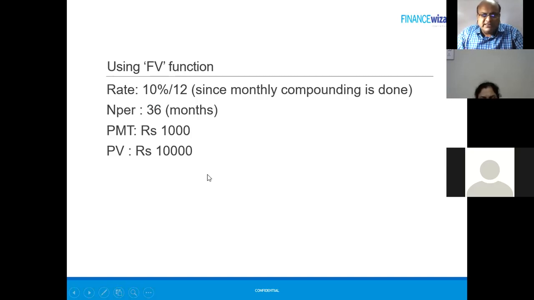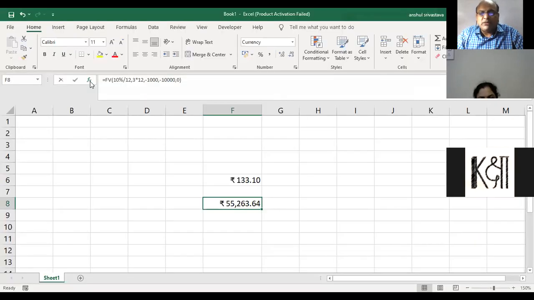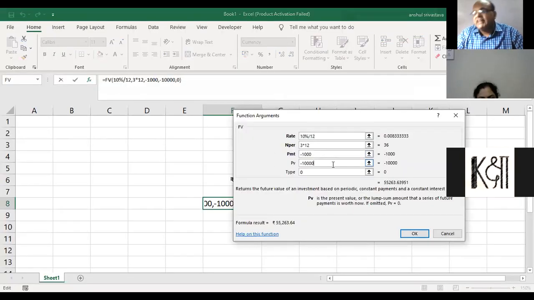Now, we have just done this calculation. Rate is 10% by 12. Number of periods is 36, PMT is 1000, PV is 10,000, and you must have noticed, in these formulas, PMT and PV, both I have taken as negative. I have taken them as negative because I'm used to it; when you start working, it will take some practice. If you take PMT positive and PV negative, that would mean you are withdrawing 10,000 rupees every month. So we have to be a little careful about it.